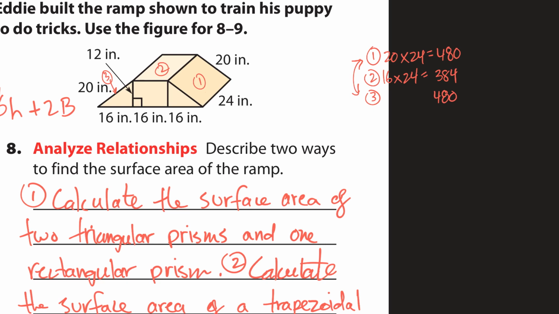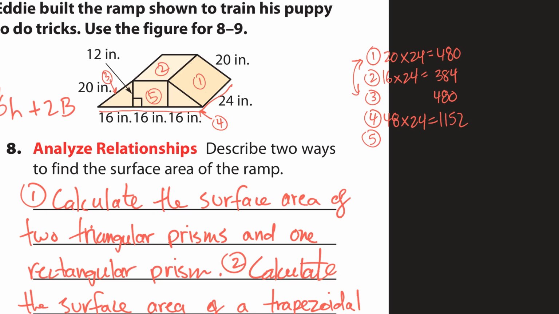Okay, how about the bottom? And that's the bottom. So under there would be number 4. And to get the bottom, it would be this length times this length, which is 16 plus 16 plus 16. That's 48 times 24. And 48 times 24 is 1,152.